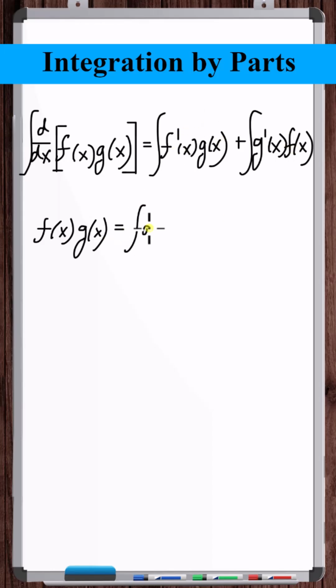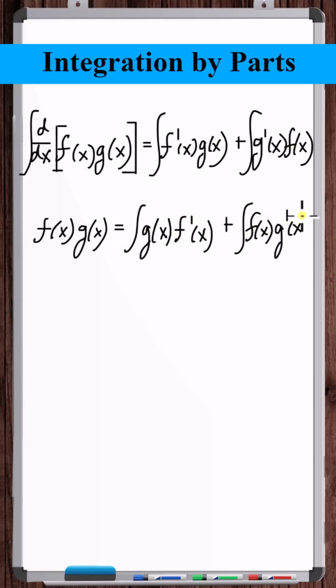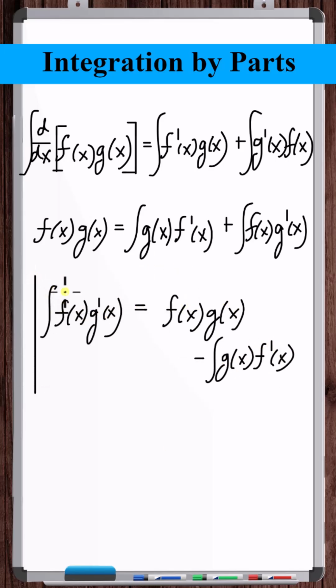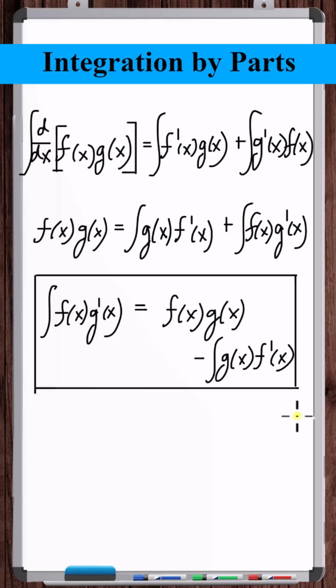Let's put the derivative terms second. Now, let's subtract this integral from both sides. And there you go. There's the formula for integration by parts. In terms of u and v, we've got the integral of u dv is equal to u times v minus the integral of v du.